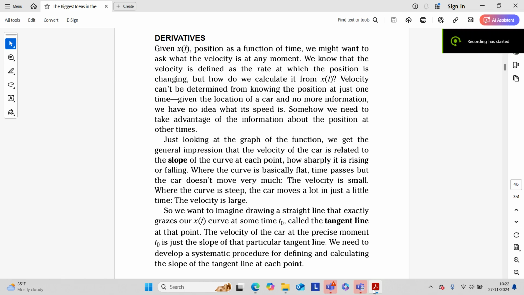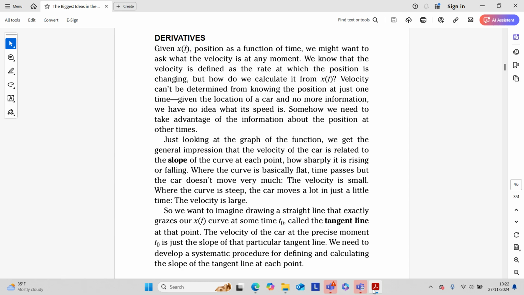Derivatives. Given x(t), position as a function of time, we might want to ask what the velocity is at any moment. We know that the velocity is defined as the rate at which the position is changing, but how do we calculate it from x(t)? Velocity cannot be determined from knowing the position at just one time. Given the location of a car and no more information, we have no idea what its speed is. Somehow, we need to take advantage of the information about the position at other times.